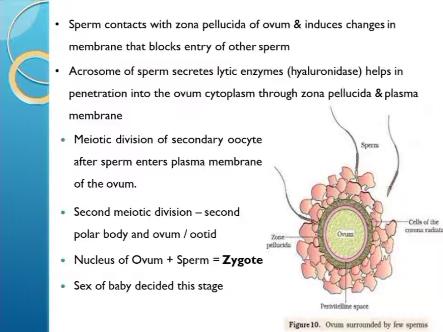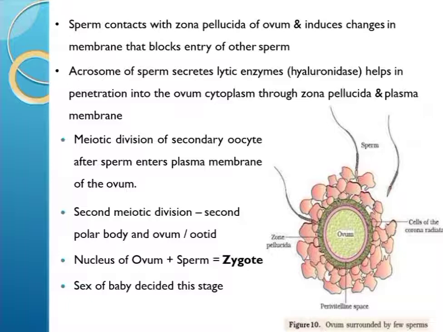The secretions of the acrosome, the cap-like structure at the head of the sperm. So the acrosome will secrete its secretion, and that will help the sperms to enter the cytoplasm of the ovum through the zona pellucida and the plasma membrane.